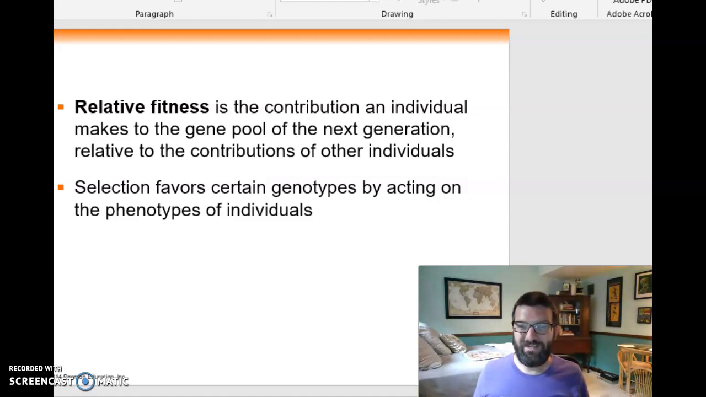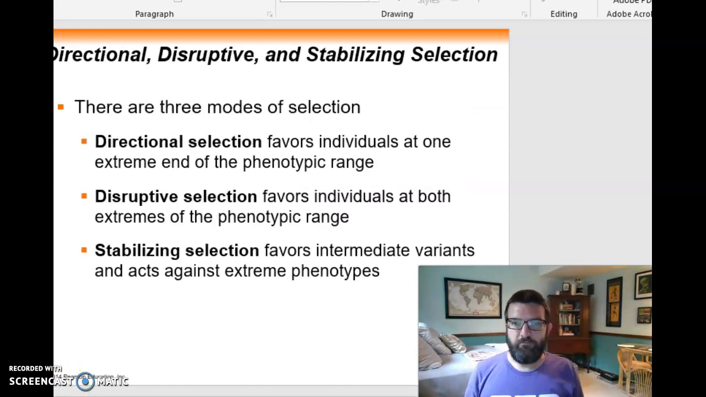But what's most important isn't the raw number of offspring, it's the number of offspring compared to everyone else in the population. So for a human, right, if you have 10 kids, well, that's huge, right? But if you are a fruit fly, 10 offspring is very, very low. So we're comparing your contribution to the gene pool of the next generation to everyone else in the population around you. And selection can act in a number of ways.